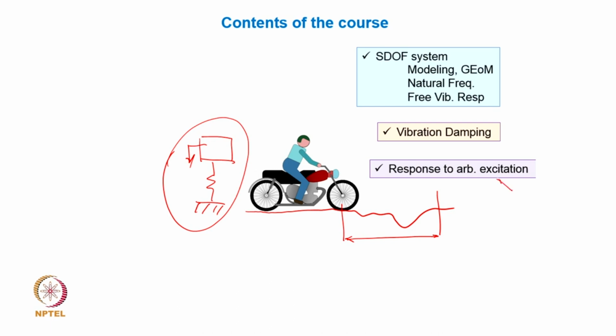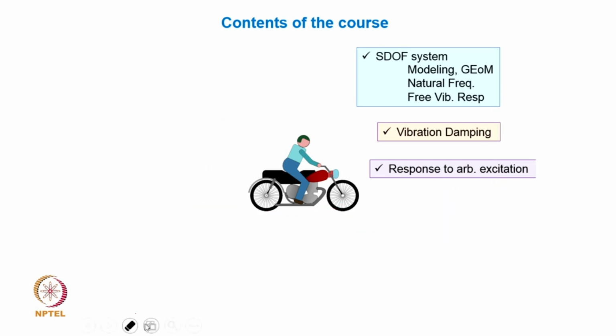Whereas, in the second case, when we look at the response to arbitrary excitation, what is going to be the response after it encounters this kind of a road profile, which is sort of a transient in nature, in the sense that it exists only for a short period of time? Once it goes through this kind of a profile, what is the response after it goes through it? That is going to be the topic number 3.